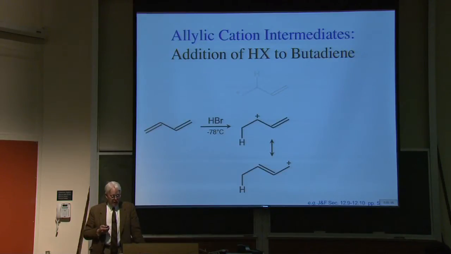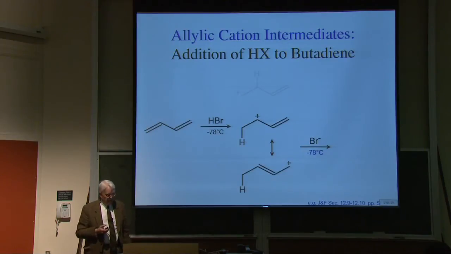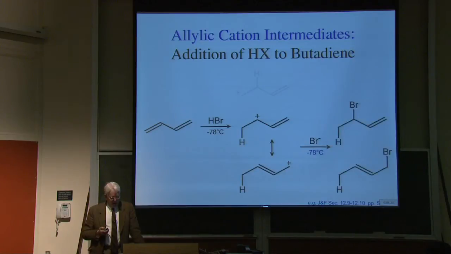So we're going to get one of those. But then in a second step, we add bromide, right? If we do that at minus 78 degrees, of course we generated the bromide when we attacked the proton. So we could imagine getting those two forms by attacking this intermediate, which is denoted by two resonance structures. Now, in fact, you get those in the ratio 80% to 20%.